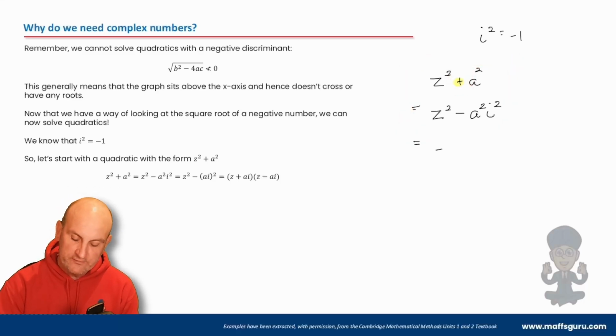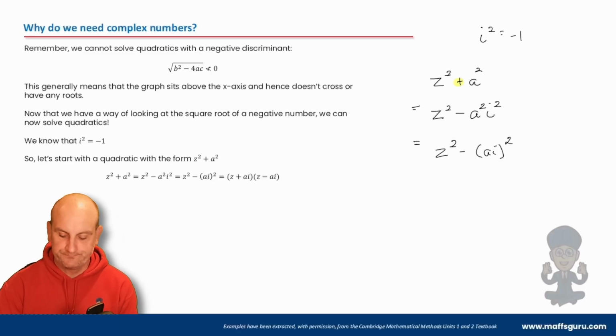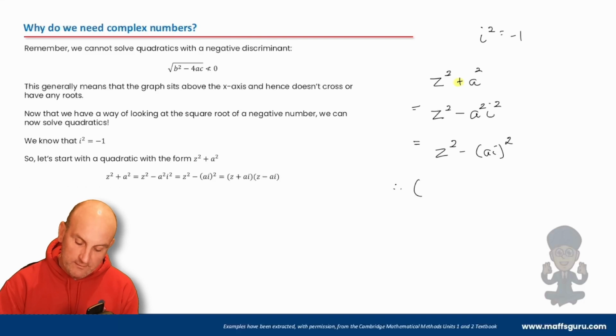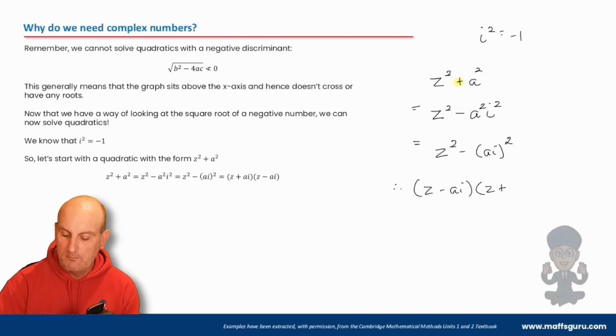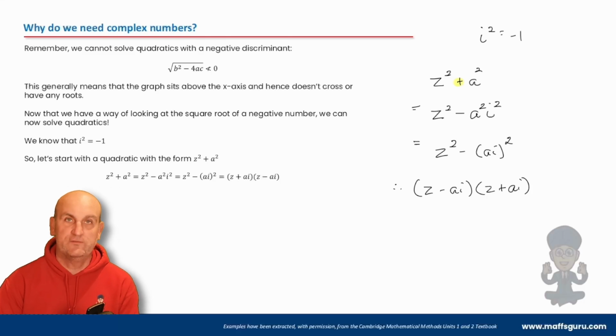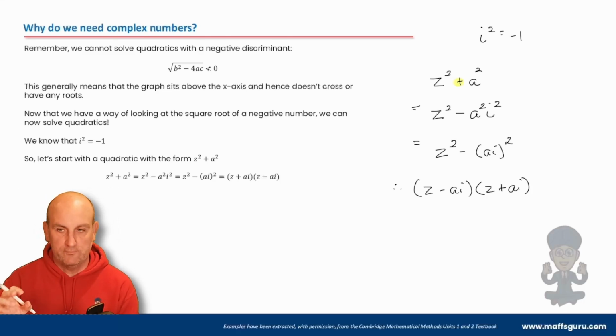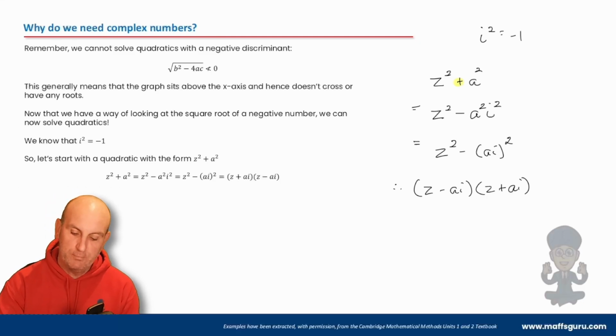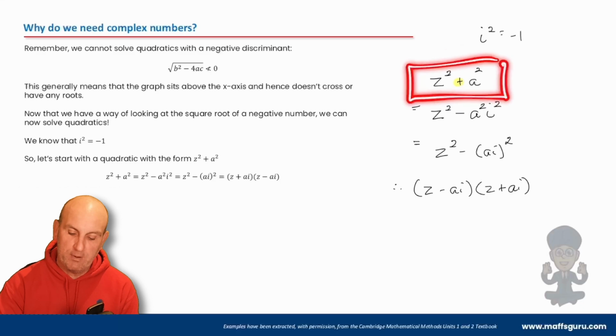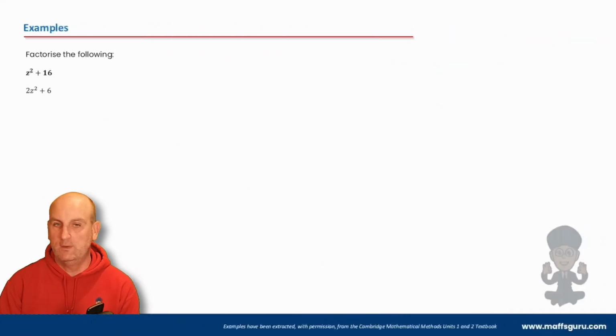Well, I can write that as z squared minus (ai) all squared, and we're back to difference of two squares. So that factorized would be (z minus ai)(z plus ai), which, if we made that equal to 0, we could then theoretically go ahead and solve. So basically the theory here, to boil it down, is wherever you see a z squared plus some sort of a squared, we can do something with it.